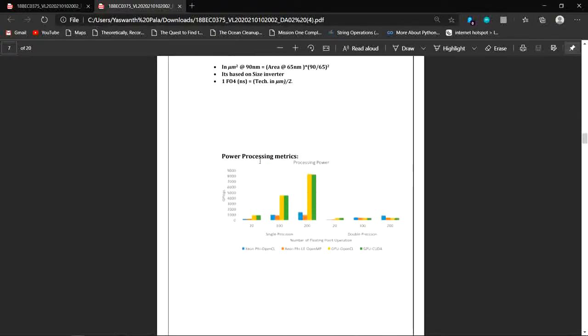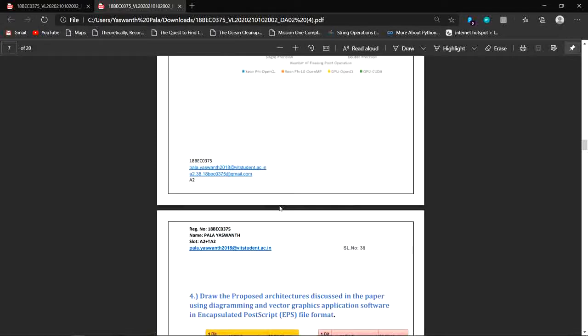The power and processing metrics are shown here in the form of graphs, as you asked. So that is up to the third question.